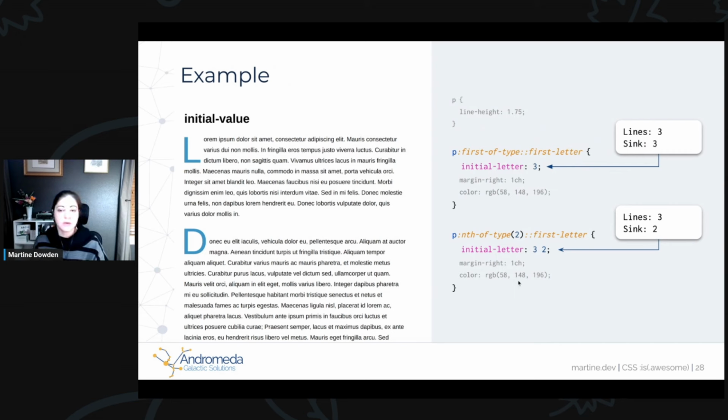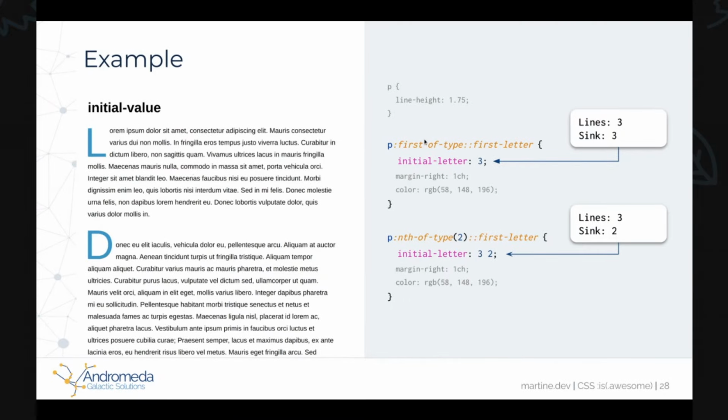Oops, there we go. So we have 2 examples here. This is what I was talking about with the sink, right? The first example, I have my initial letter, I simply gave it a number 3. So I can shorthand that and say, if you only give it one number, it's going to apply an equal amount of lines and an equal amount of sink. So my letter here, the paragraph first-of-type, my first paragraph, first letter, right? So it's this L. It's 3 lines tall and it's sunk 3 lines. So it's all the way down, flush with my text.